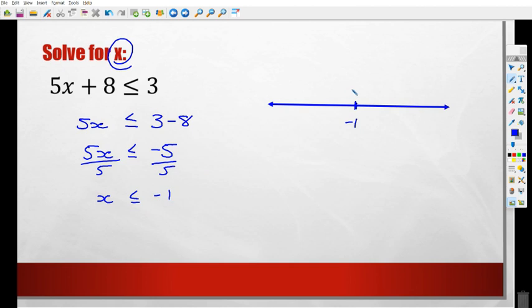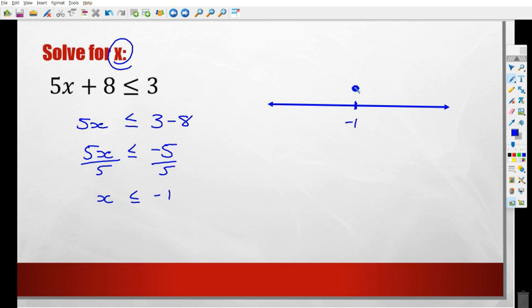Now we're going to use a different symbol. We're going to draw a circle, but now we're going to include the negative 1, so we're going to color that circle in, because now we're including it. They also said that all the x values are smaller than or equal to negative 1, so we've got the equal to, and we included it.